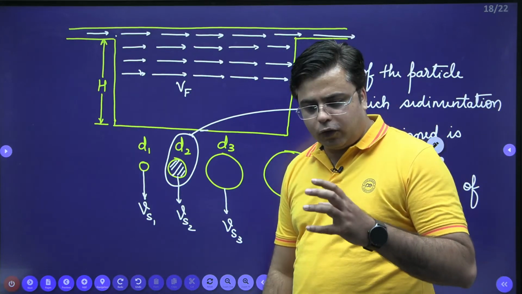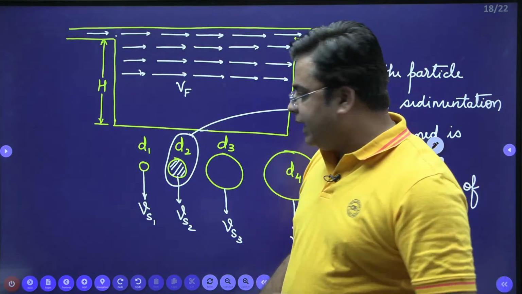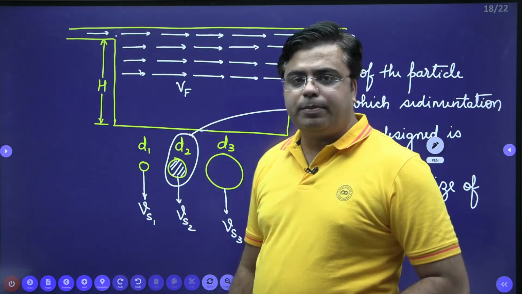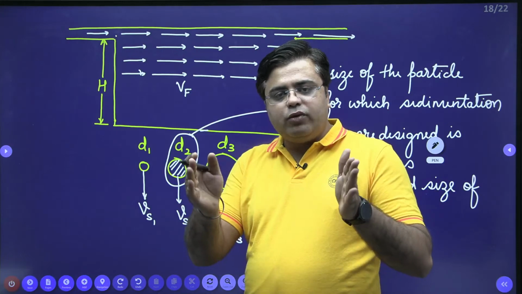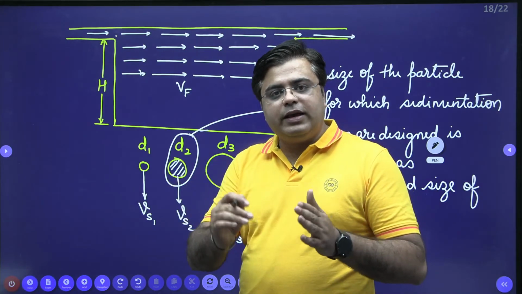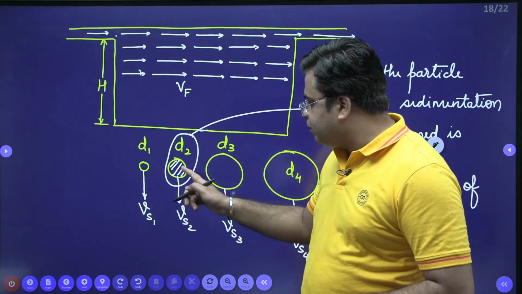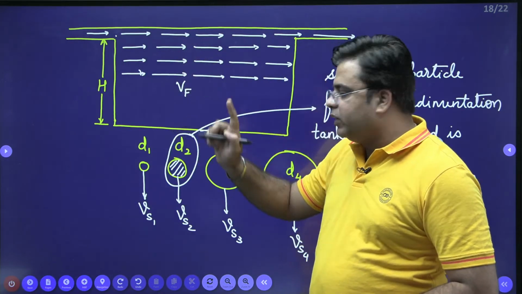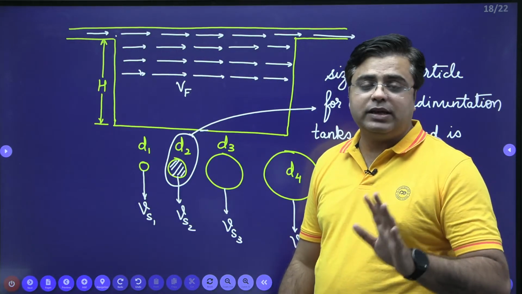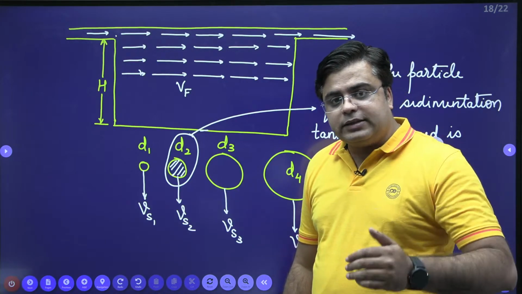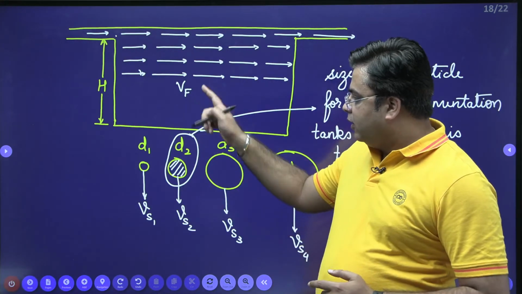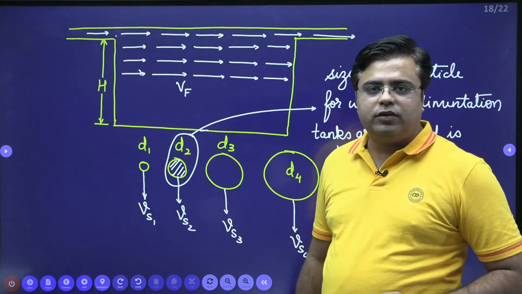Now what do we mean by designing the tank with respect to the size of the particle? It simply means we are providing adequate length that will give sufficient time to this particle to reach the bottom of the settling zone. As simple as that. That is what we mean by designing the sedimentation tank with respect to the particular size of the particle.